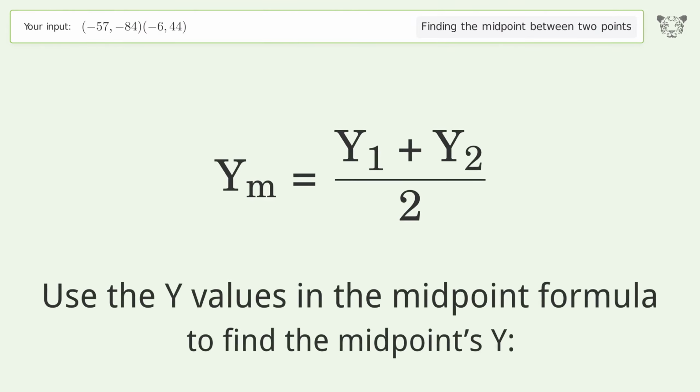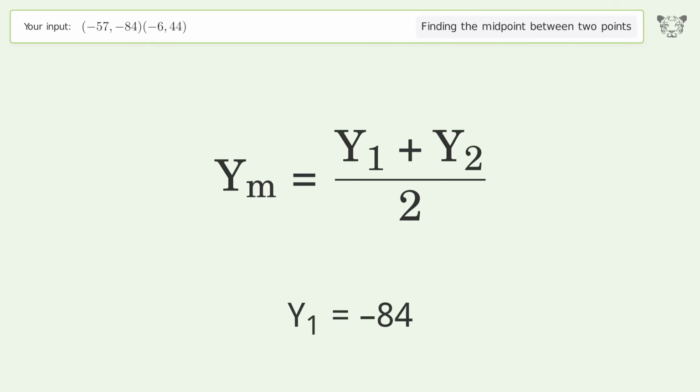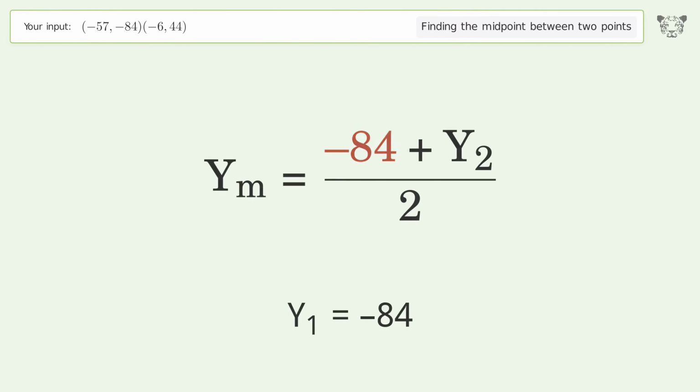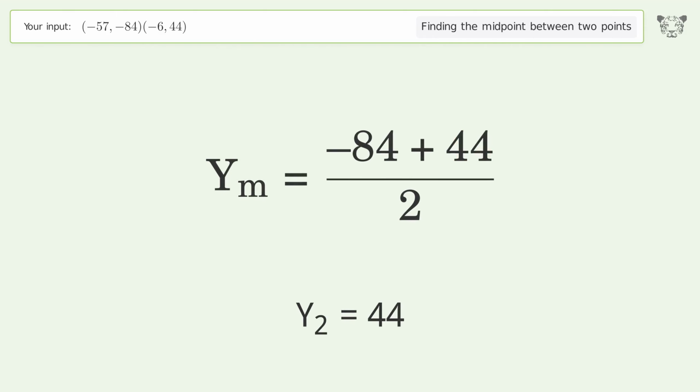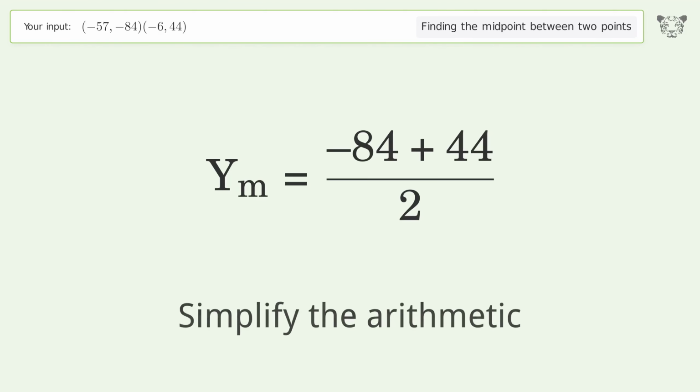Use the y values in the midpoint formula to find the midpoints y. y1 equals -84. y2 equals 44. Simplify the arithmetic.